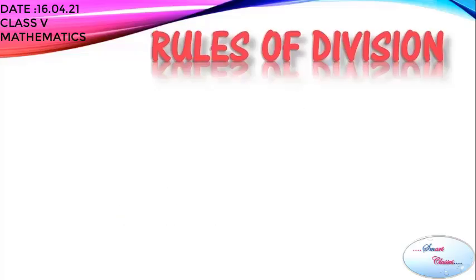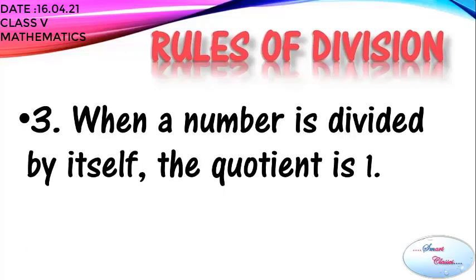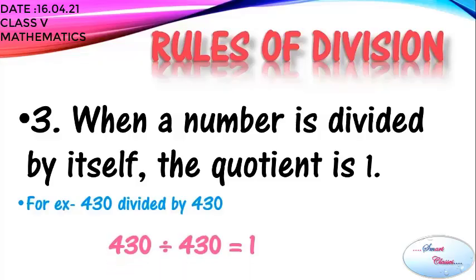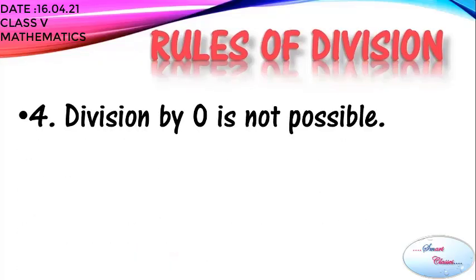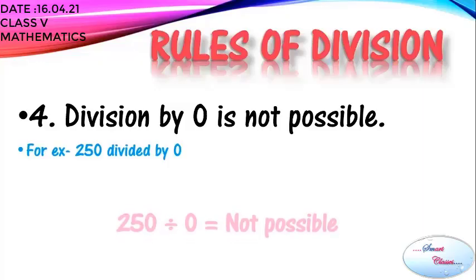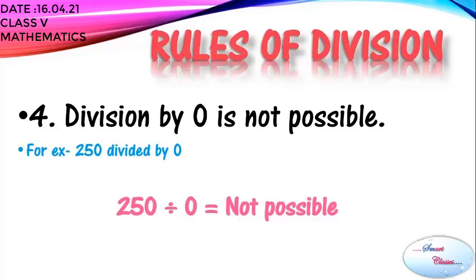Rule number 3. When a number is divided by itself, the quotient is 1. For example, 430 divided by 430 is equal to 1. Rule number 4. Division by 0 is not possible. Let's take an example of 250 divided by 0. It is not possible to find the answer. So, we will write not possible.